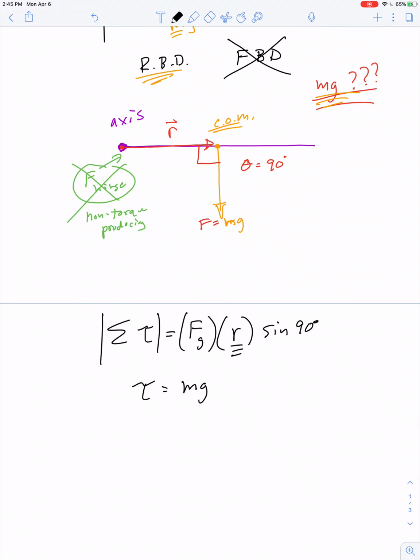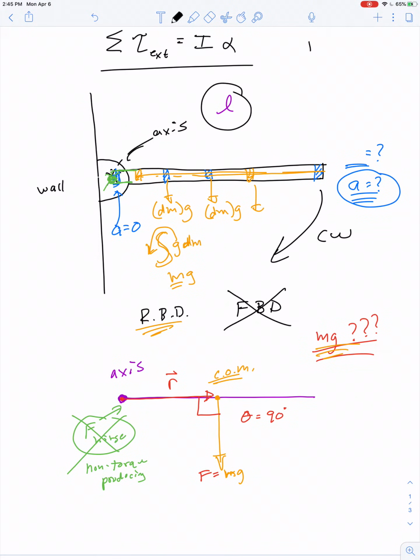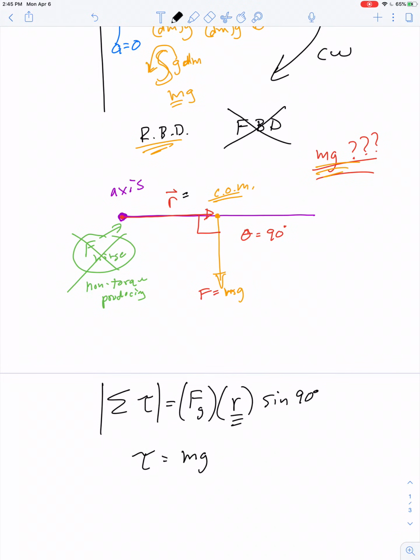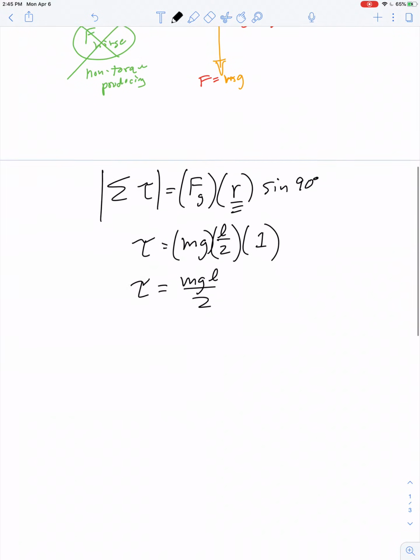Let's see, what's the lever arm we identified? If the whole beam has a length of L, then it looks like we have a lever arm equal to half of the length. The other half of the length of our beam extends beyond the center of mass. So mg is our force, L over 2 is our lever arm, and the sine of 90 degrees is just equal to 1. So we have a torque of mgL over 2. Where do we go from here?